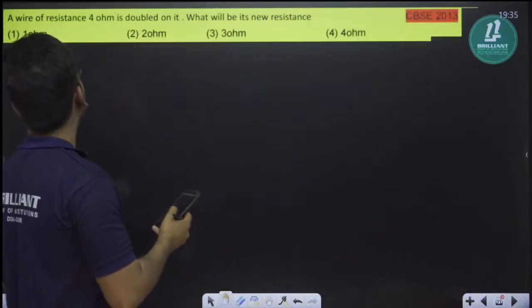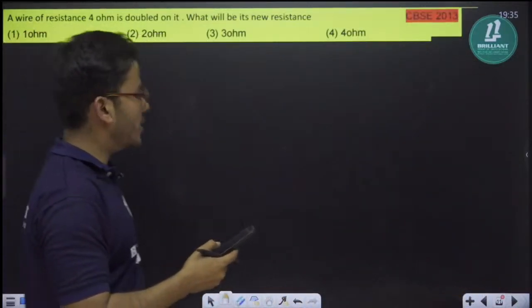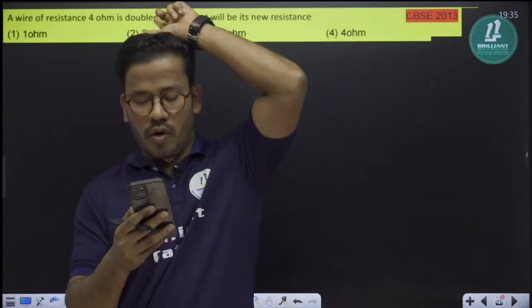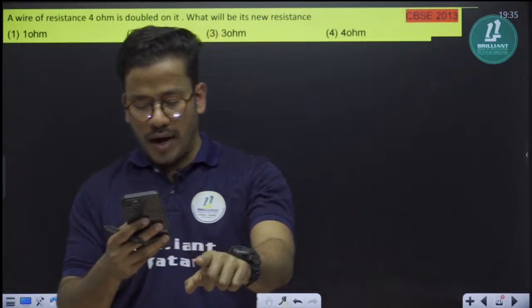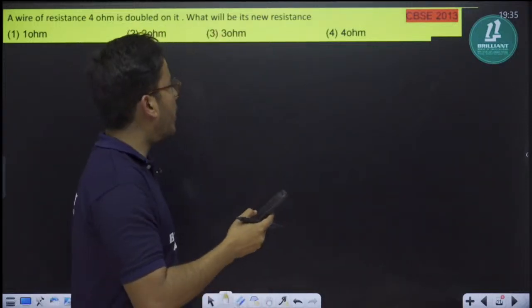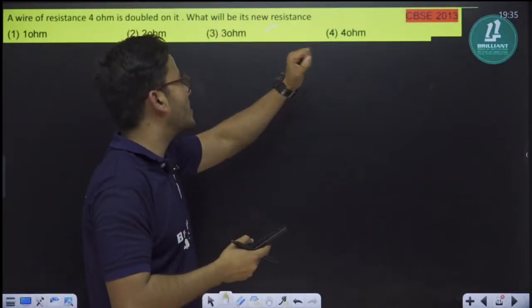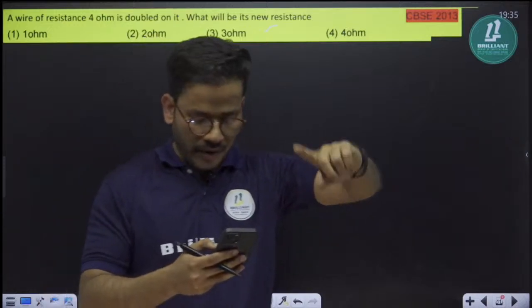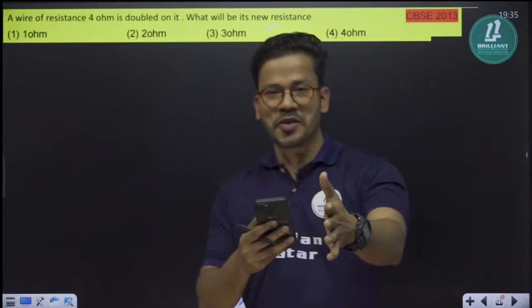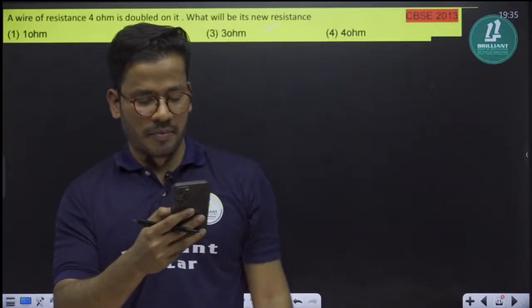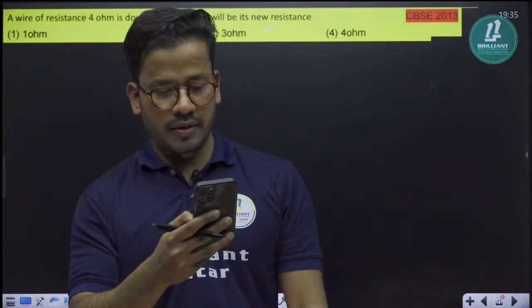Let's see next. A wire of resistance 4 ohm is doubled on it. What is going to happen next? What is going to happen to the new resistance? Try to fix the answer, what it will be. Let me see what the answer is going to be.